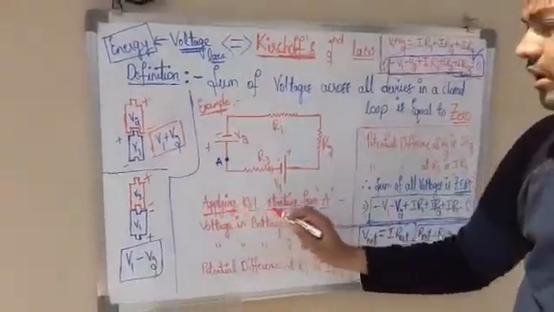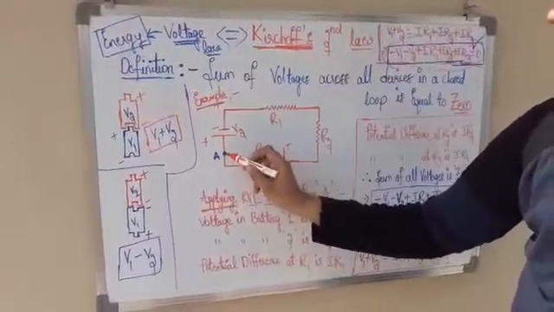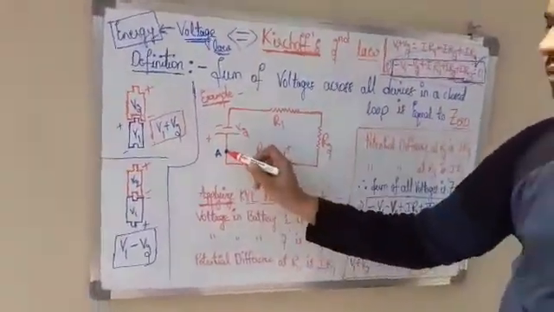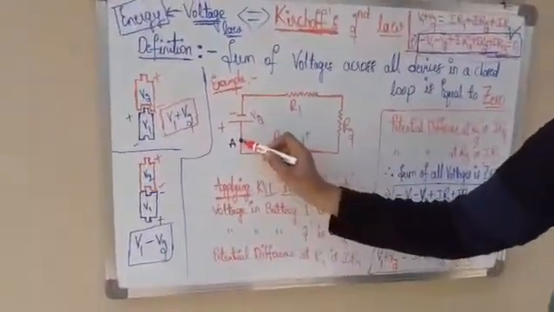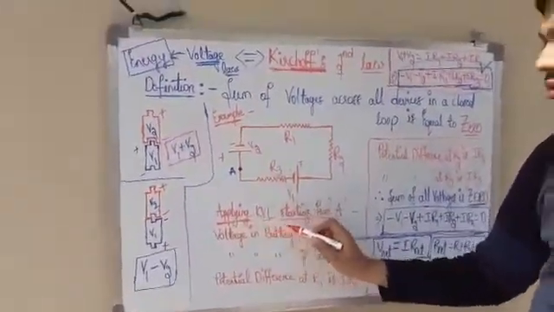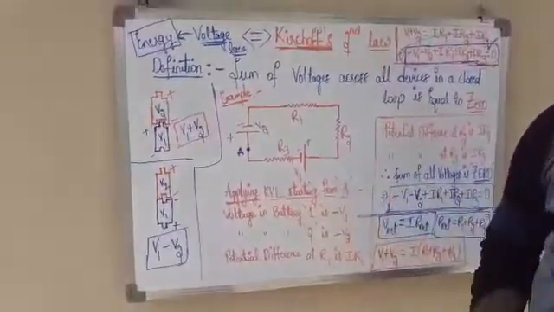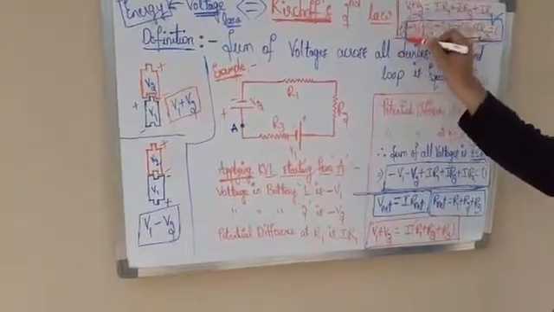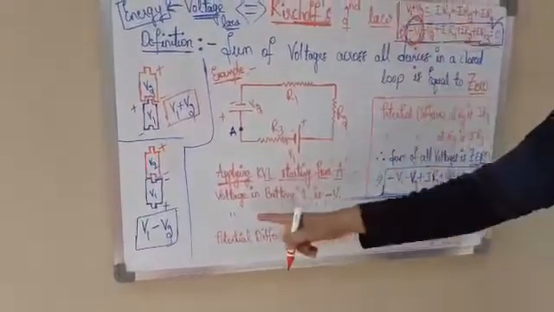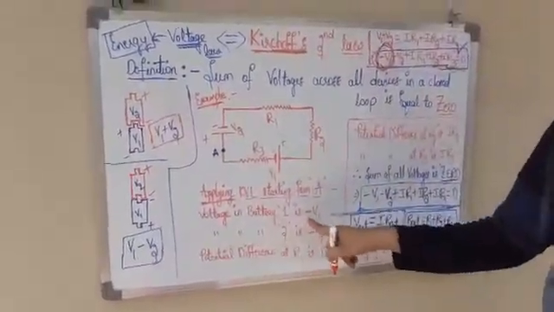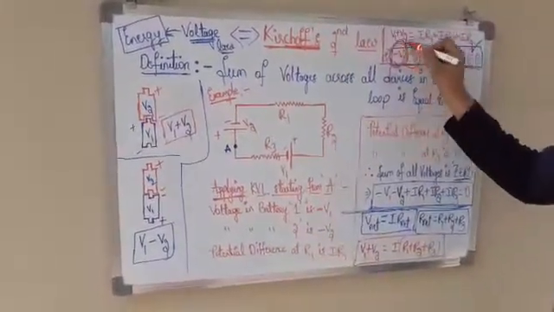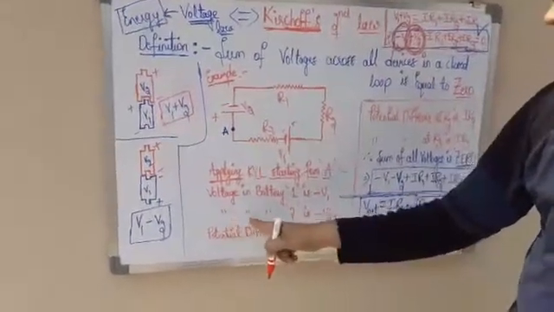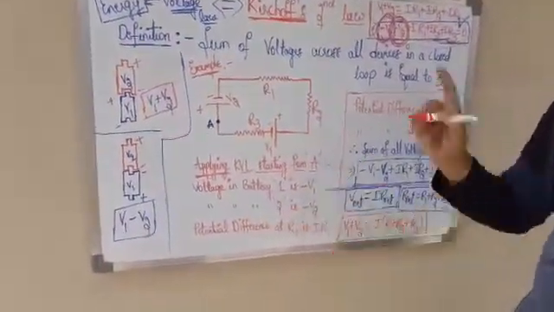applying Kirchoff's voltage law starting from point A. We can take any one point; I have taken this point A. Starting from point A, we apply Kirchoff's voltage law. In the final equation we have minus V1, so we write the voltage in battery 1 is minus V1. We have minus V2, so the voltage in battery 2 is minus V2.